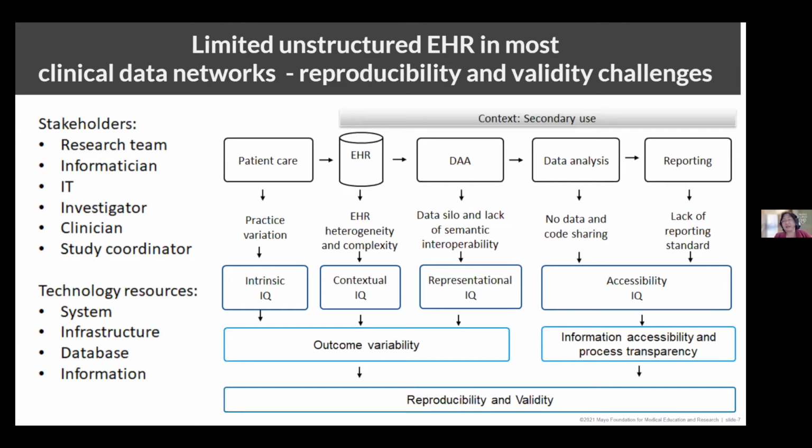So all this translates to outcome variability across different sites, and we also have issues of information accessibility and process transparency, which are so crucial to factor in to explain any lack of reproducibility. Is that due to the variations, or due to the lack of transparency and access? Just go to the next slide.